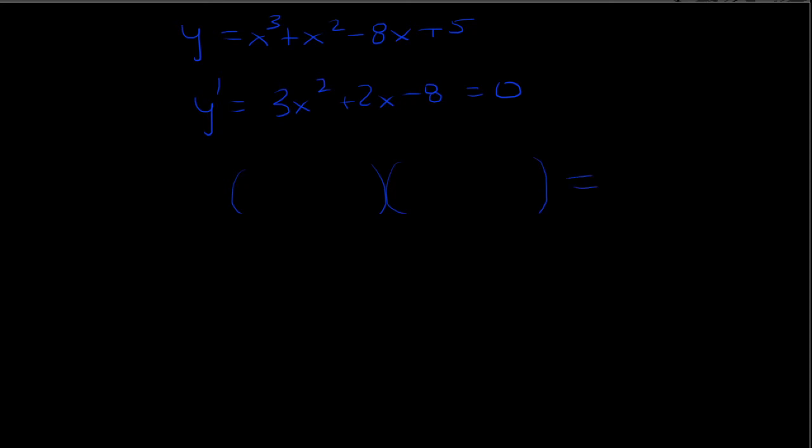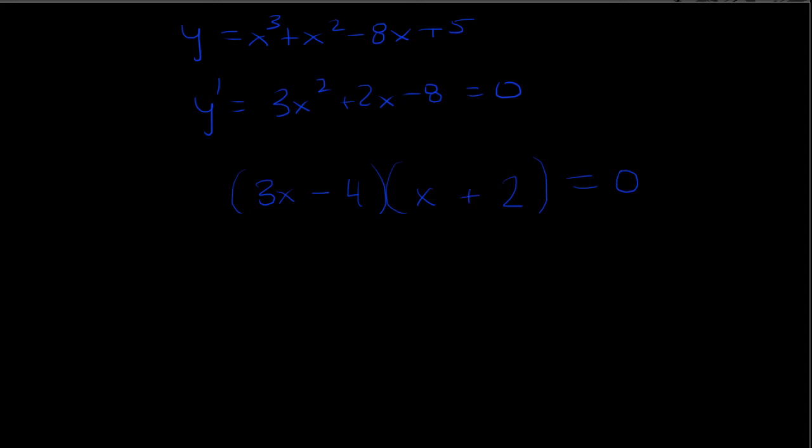Okay, next we'll be looking at y equals x cubed plus x squared minus 8x plus 5. I'm going to take the first derivative of this, and I'm going to set this equal to 0. This one is nice enough where we can actually factor it. So how do you get 3x squared? That's going to be 3x and x. How do you get negative 8? Well, 8 is 4 and 2, so we're just going to leave it like this, and this should work.